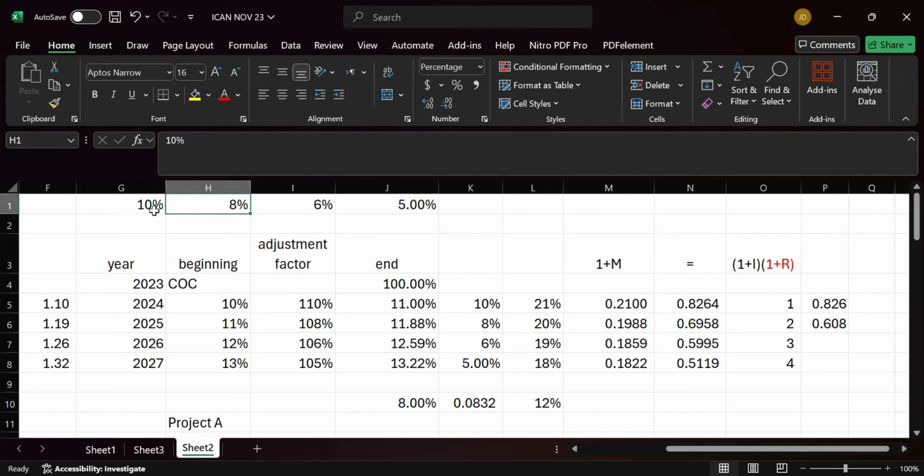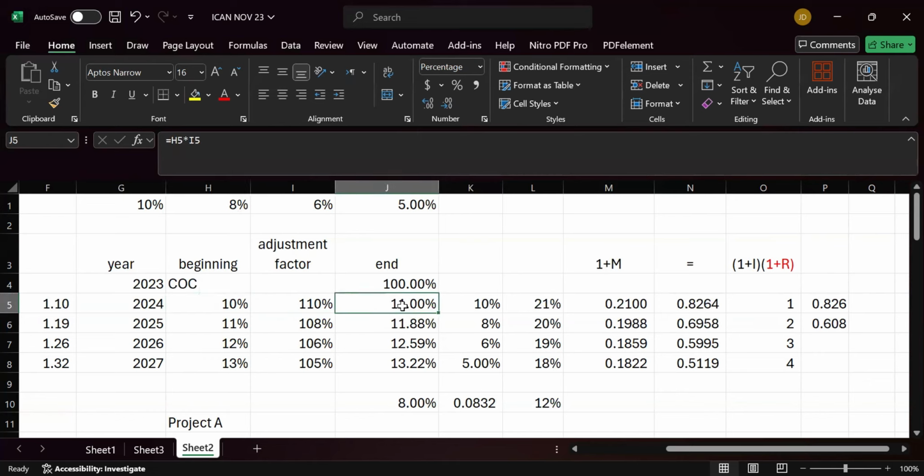You have 10% in year 1, 8% in year 2, 6% and 5%. So how do you solve this kind of question? That means the cost of capital will be different for each year. So in 2024, at the beginning of the year, the cost of capital is 10%. And inflation, which is the adjustment factor here, is 10% for that year. So at the end of the year, this becomes 110% times.